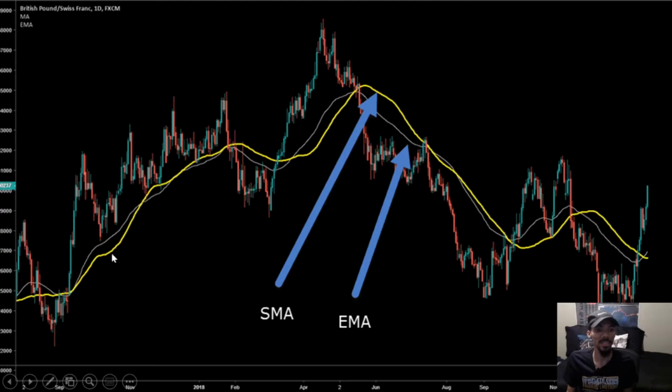As you can see, the simple moving average is the yellow, and the exponential one is the white. The exponential gives you a faster indication of the price than the simple moving average. So for a short period of time, exponential would be better in my opinion. Long term, it really doesn't matter. Long term, I think simple is more than enough, but I just wanted to go over that.